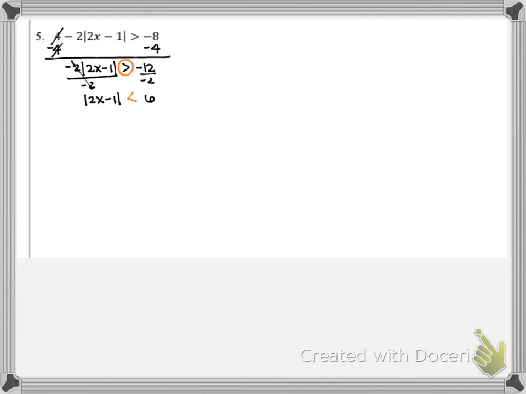Okay, so now we have to ask ourselves, is this possible? Could the absolute value of a number be smaller than 6? Sure, not a problem. So go ahead and proceed with the rest of this question just like on the previous page. I'm going to go ahead and pause, fill it all in, and then give you guys a chance to check.